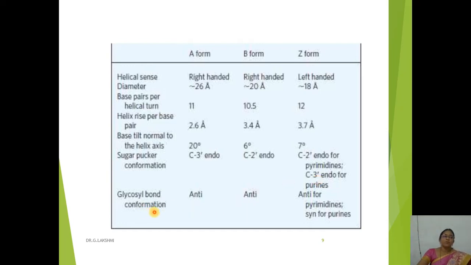Next, glycosyl bond conformation. So anti-conformation for A form and B form, anti for pyrimidines and syn for purines. This conformation is nothing but how it rotates the direction, right-handed direction or the left-handed direction.